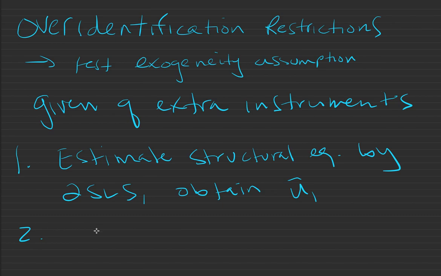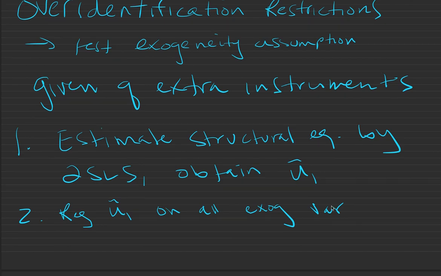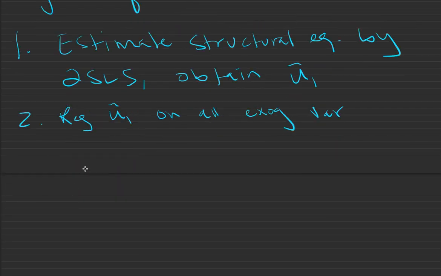2. Regress U1 hat on all exogenous variables, and obtain the R squared. Let's call this R squared 1.